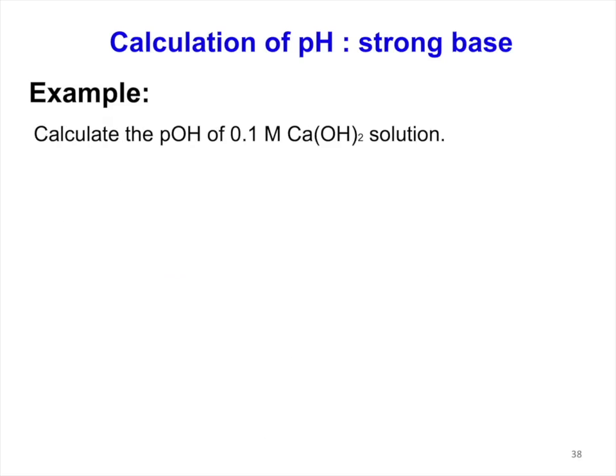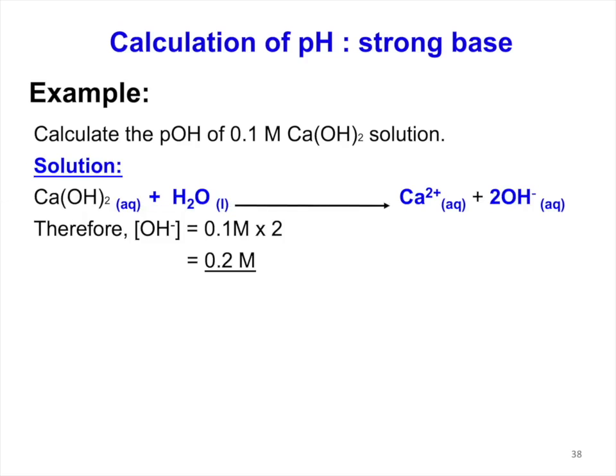Next is to calculate the pH of a 0.1 molar Ca(OH)2 solution. So this is a strong base. So first we write down the equation. Ca(OH)2 plus H2O, we get Ca2+ plus 2OH-. Make sure that the equation is balanced.